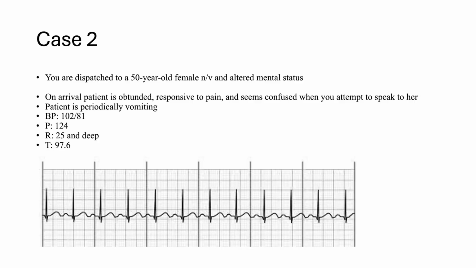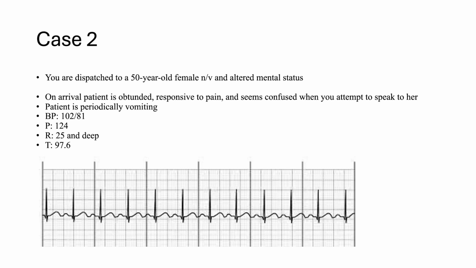So kind of like we did last time, we're going to talk about a case, and then Matt and I will talk our way through the case and kind of explore what we think is going on from what we're seeing in this. You are dispatched to a 50-year-old female with nausea and vomiting, along with altered mental status.